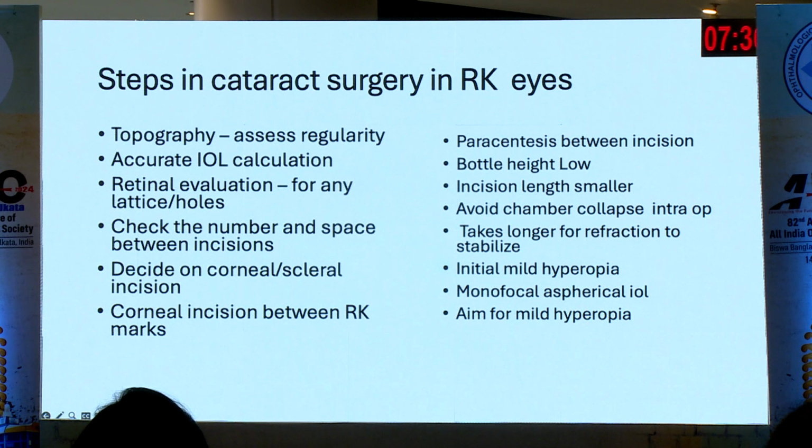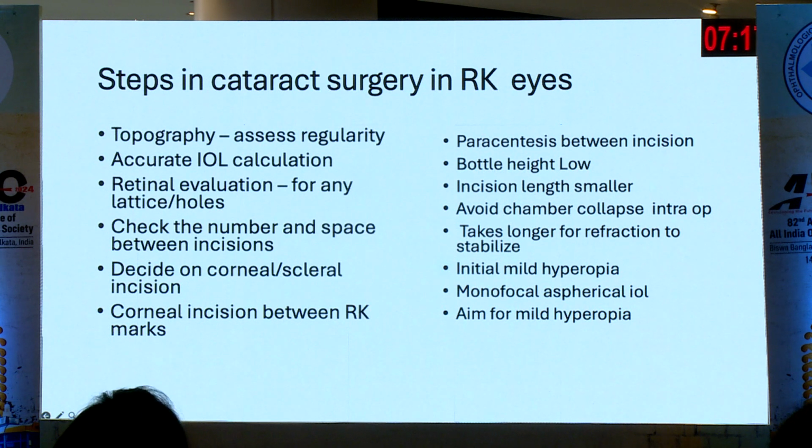During the surgery, your bottle height has to be low because you're dealing with a highly myopic eye. Incision length can be a little bit smaller because if the chamber deepens, then you will have a lot of distortion. Already the corneal scar and the central haze will make your visibility a bit of a challenge. So distortion of the cornea will make it more difficult.